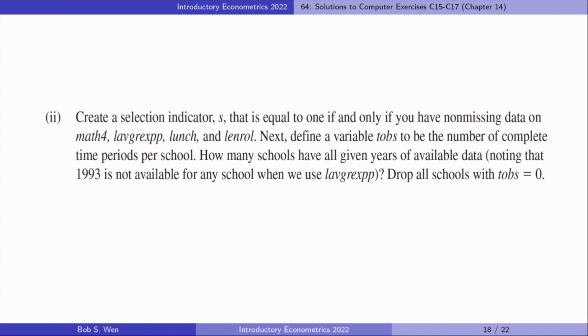In Part 2, we will create a selection indicator S that is equal to 1 if and only if you have non-missing data on math, log of average real expenditure, lunch, and log enrollment. Next, define a variable TOPS to be the number of complete time periods per school. How many schools have all given years of available data?